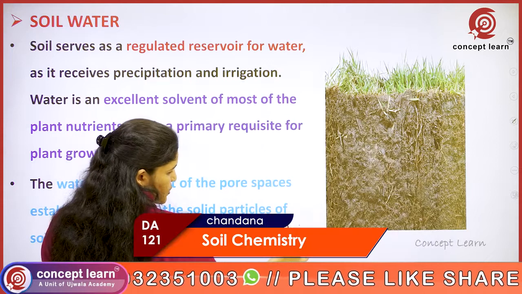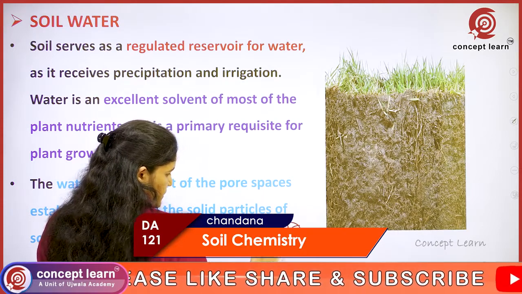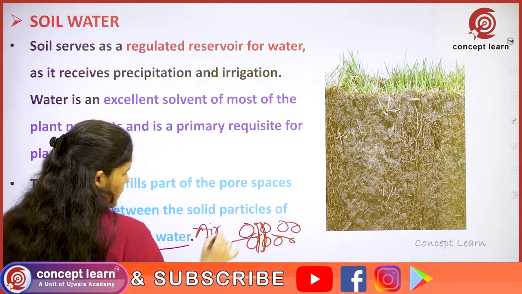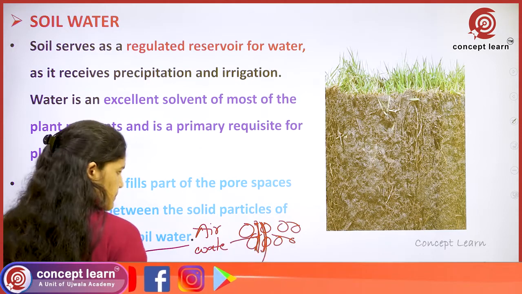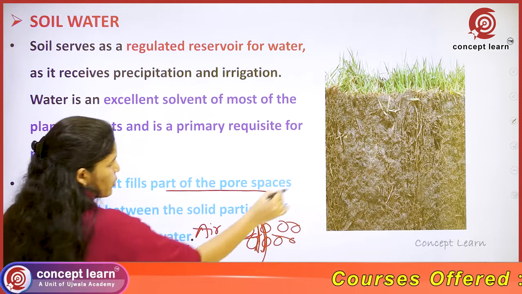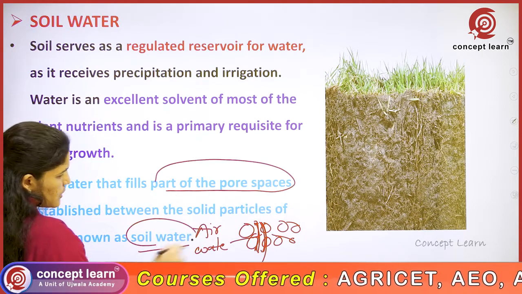Soil water is nothing but the water that fills part of the pore spaces established between the solid particles. Suppose you take a soil; it usually contains soil particles and also pore spaces. Some of these pores are occupied by air and some by water. The amount of water present in these pore spaces is called soil water.